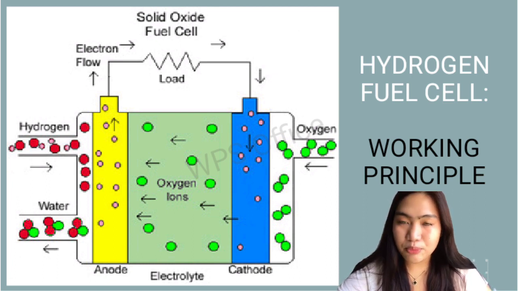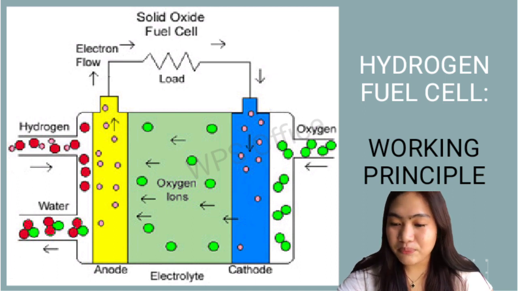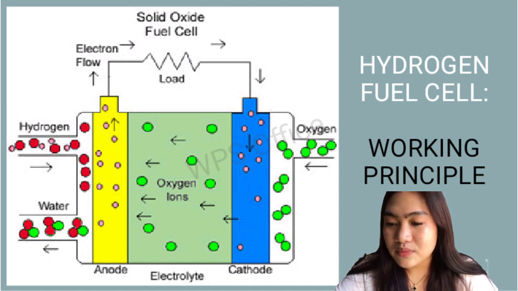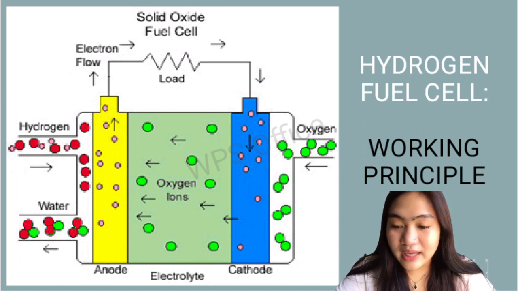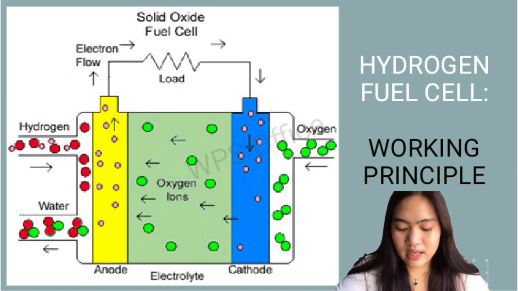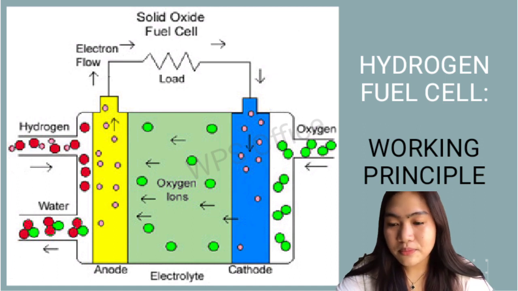kung saan naman nagpo-produce sila. Yung protons and electrons na nanggaling sa hydrogen, pag nagtagpo sila sa cathode na may kasamang oxygen, magpo-produce sila ng air and water vapor.